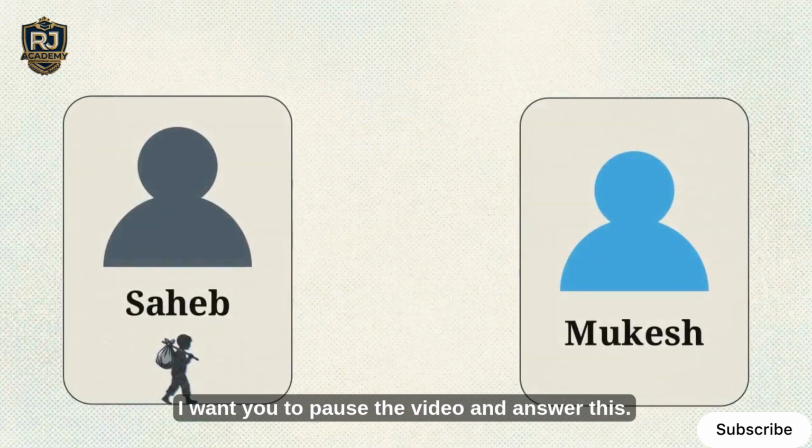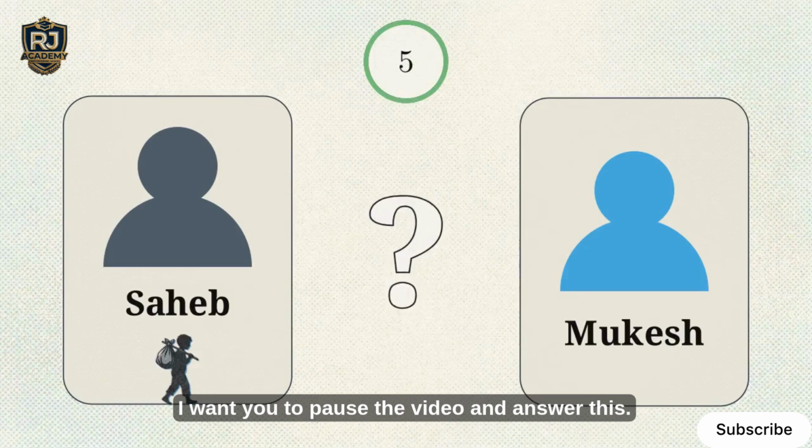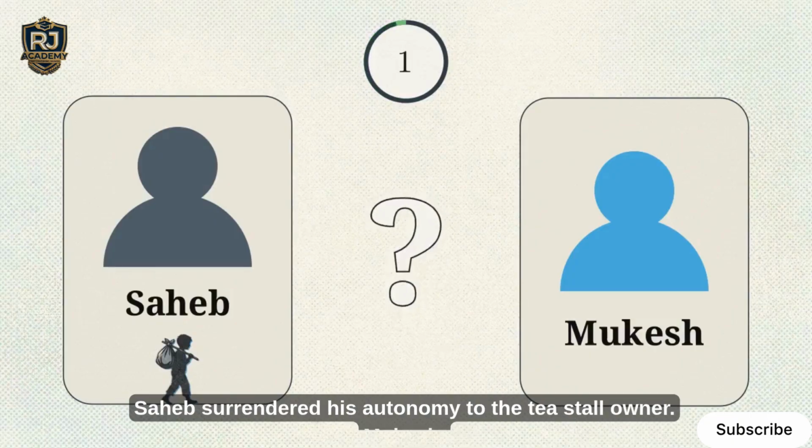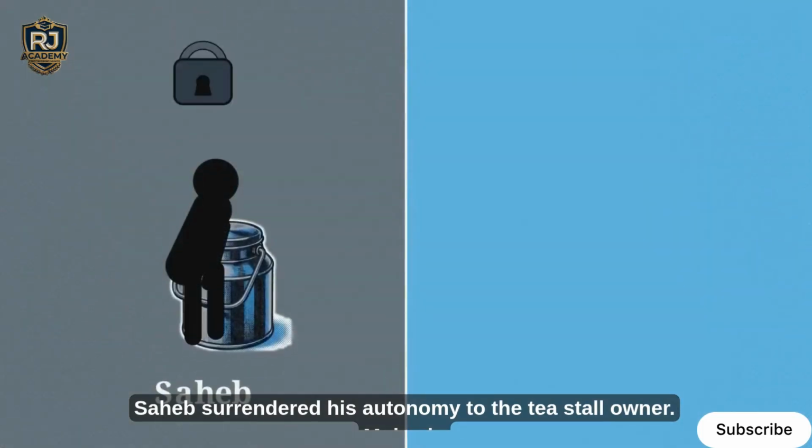Based on what we've covered, I want you to pause the video and answer this. Which of our two subjects, Saheb or Mukesh, actually shows defiance against their circumstances? Saheb surrendered his autonomy to the tea stall owner.